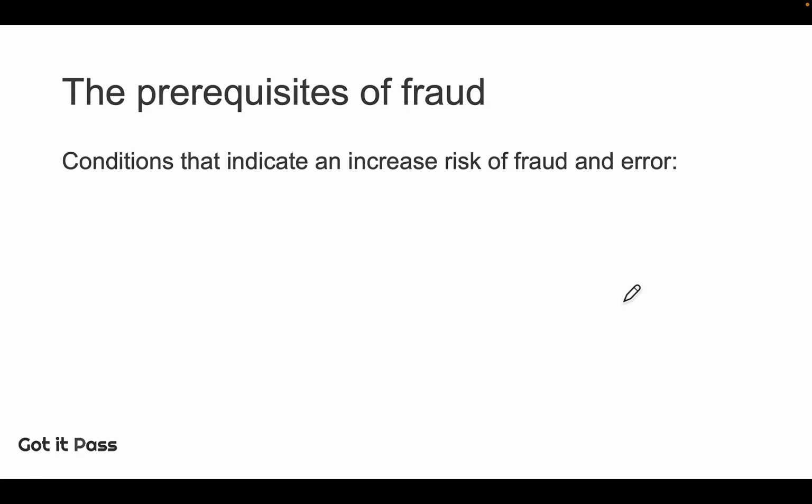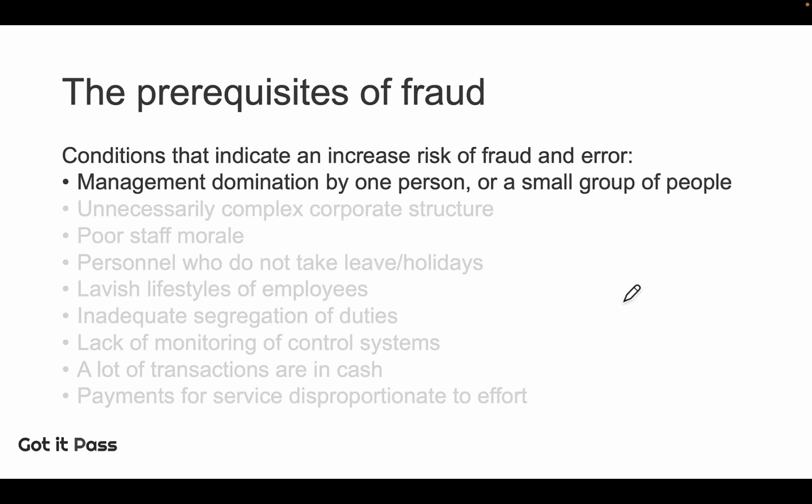And let's see what are the conditions that indicate an increased risk of fraud and error. First, when you see the management domination by one person or a small group of people, it means that the risk of fraud and error will be higher. Why? Because the strong person dominates the whole company, and he or she can easily manage the people to do any actions that are not favorable to the company's interest.